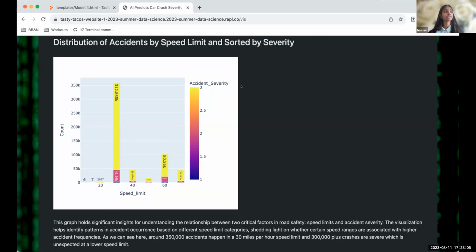As we can see here, 350,000 accidents happened in the 30 miles per hour speed limit, and 300,000 plus crashes were severe, which is unexpected at a lower speed limit and could suggest better safety measures need to be taken within that speed limit range.